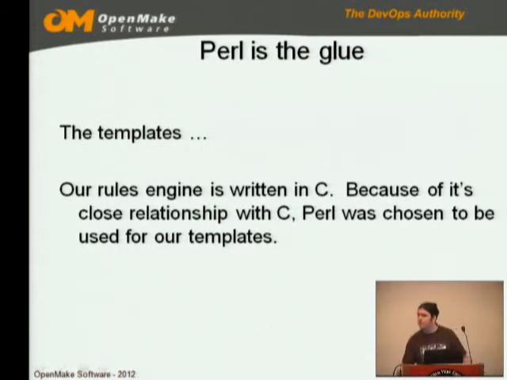What's the argument for C here? How do you choose C and not Perl? The argument for C, legacy, speed, I think probably. I mean, I didn't write the system, so it's hard to say.